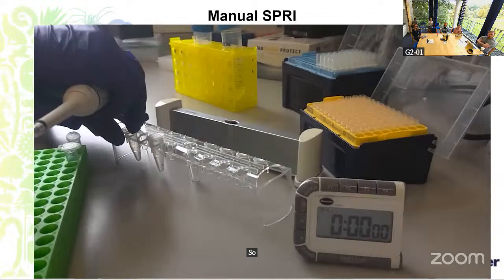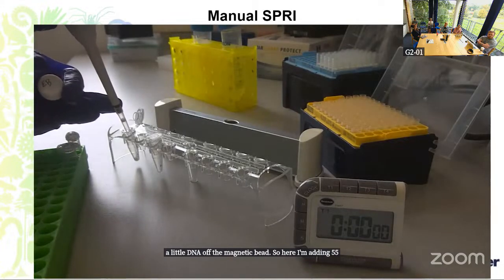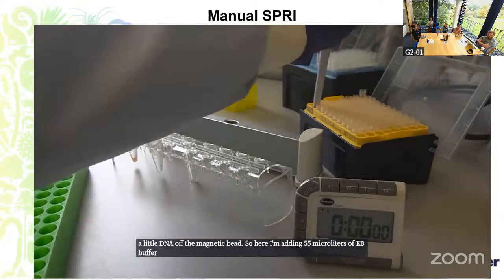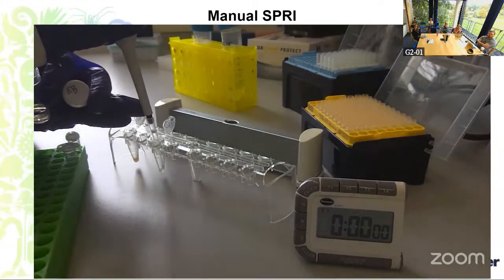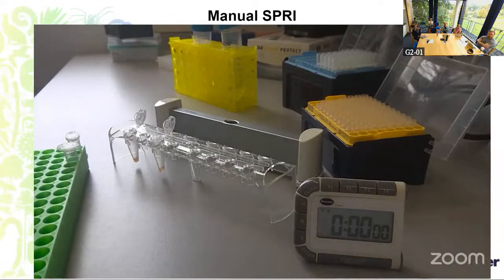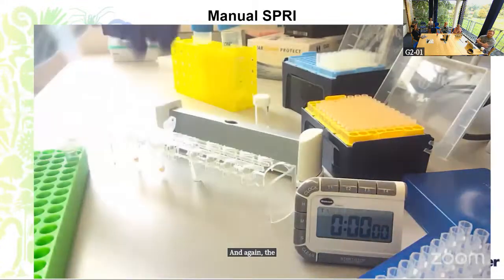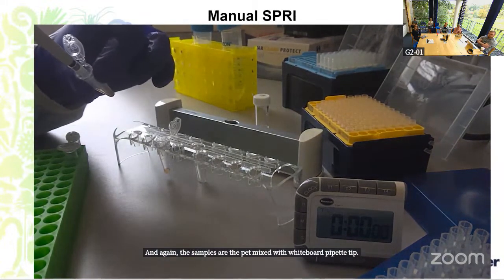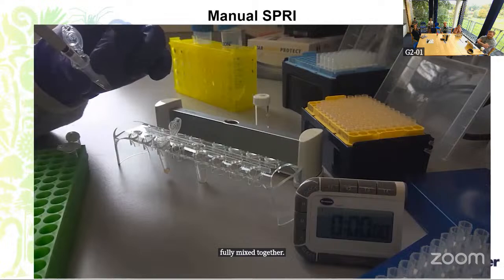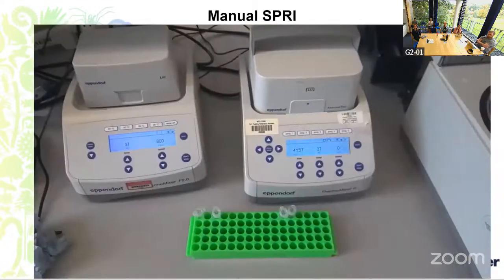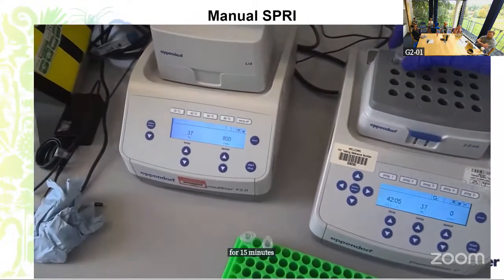Post ethanol wash, we elute our DNA off the magnetic beads. Here I'm adding 55 microliters of EB buffer to each of the samples. Again, the samples are pipette mixed with a wide bore pipette tip, just to make sure the elution buffer and the beads are fully mixed together. And then the samples are put on a heat block for 15 minutes at 37 degrees.